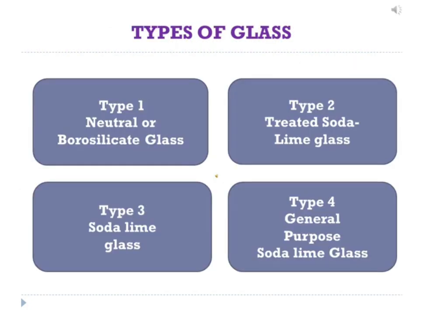Types of glass. There are four types of glass. First type, neutral or borosilicate glass. Second type, treated soda lime glass. Third type, soda lime glass. And last one, general purpose soda lime glass.